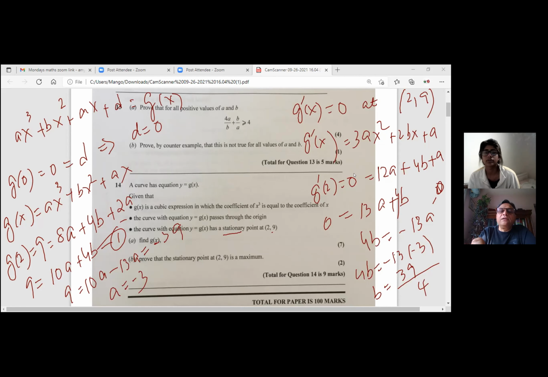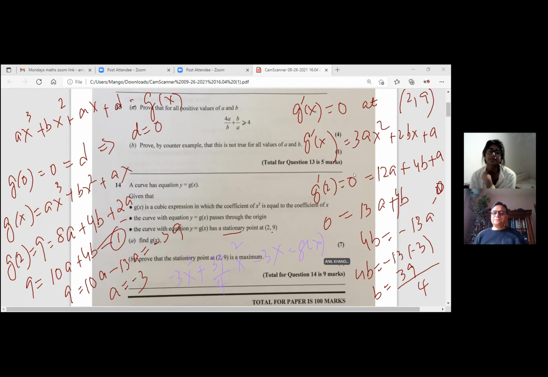So let me write down the equation right in the middle. The value of a is minus 3. So we got minus 3x cubed plus b, which is 39 over 4, x squared, and the value of a is minus 3, so minus 3x. So that becomes the function g of x. Is this clear to you?